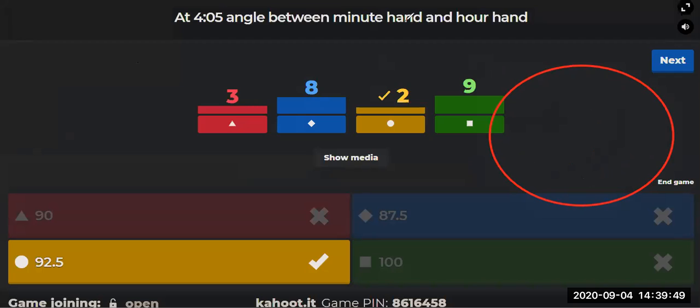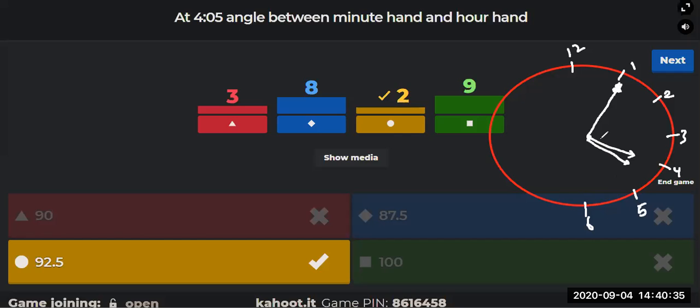So this is 3, this is 6, 4, 5, 2, 1, 12. So 4:05 means the minute hand is here, on 1. And the hour hand is almost at 4, a bit more than 4. So what is the angle between 4 and 1? The angle between 4 and 1 is 90 degrees. And since it is a bit more than that, it is 92.5 degrees, as simple as that.